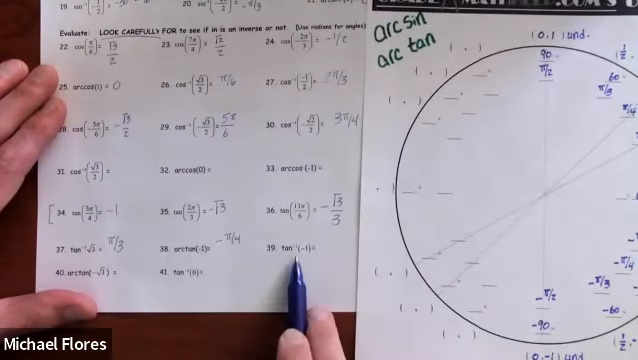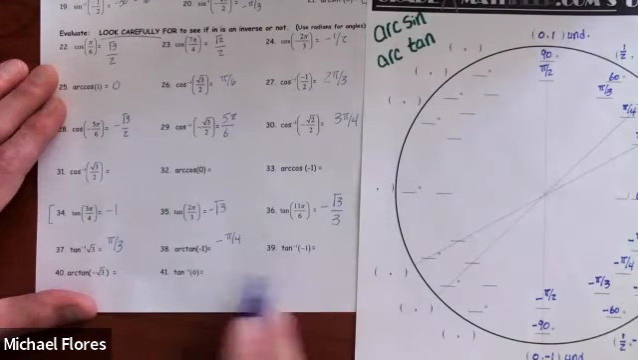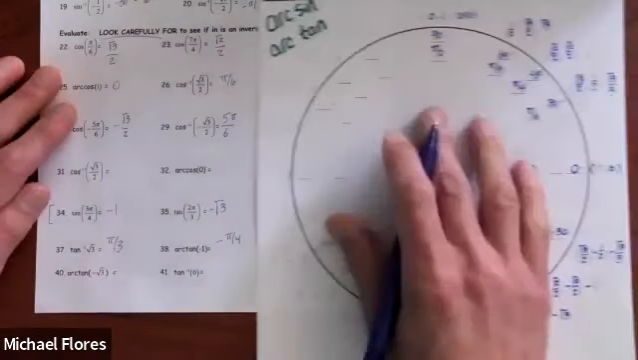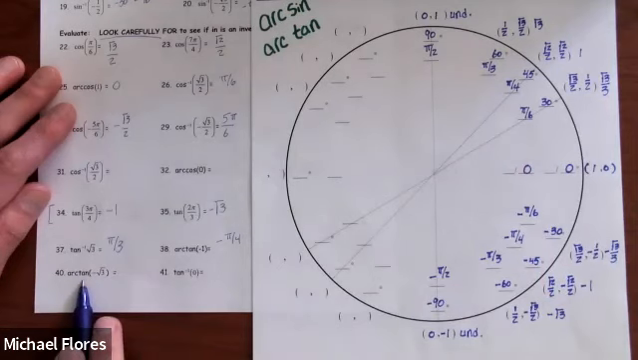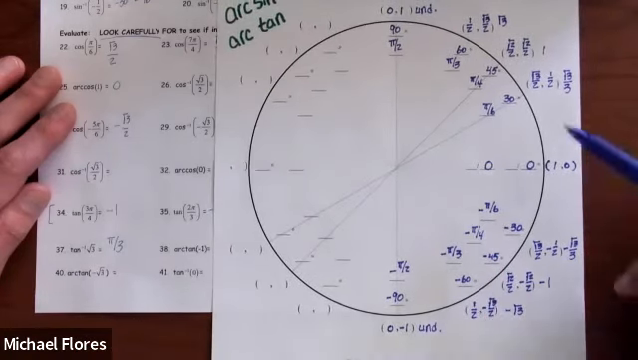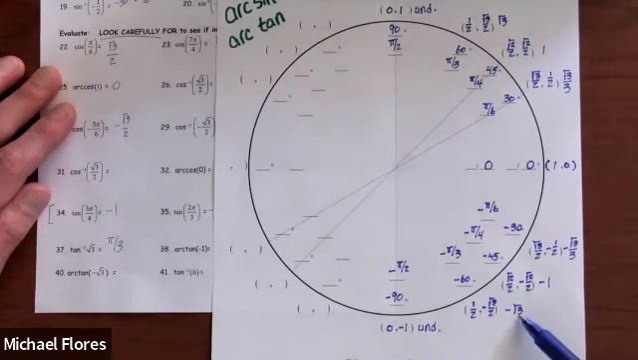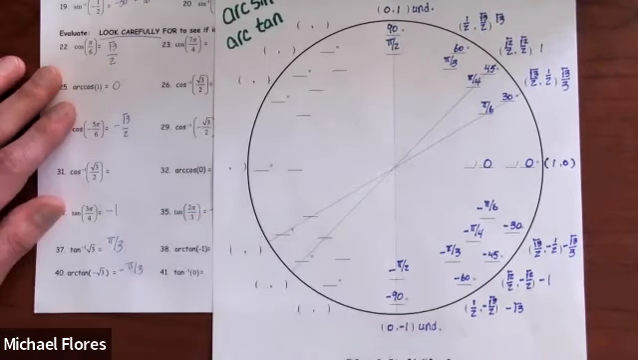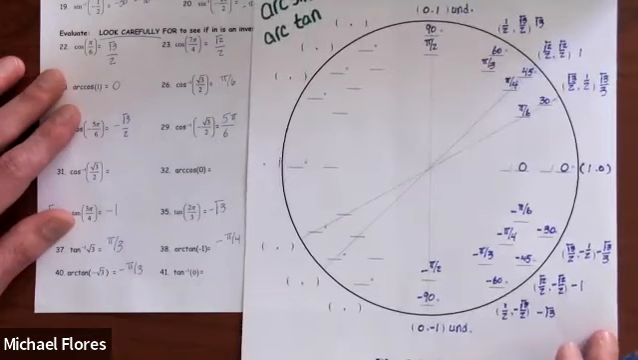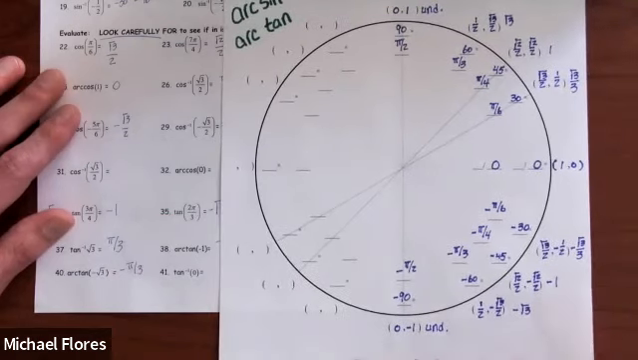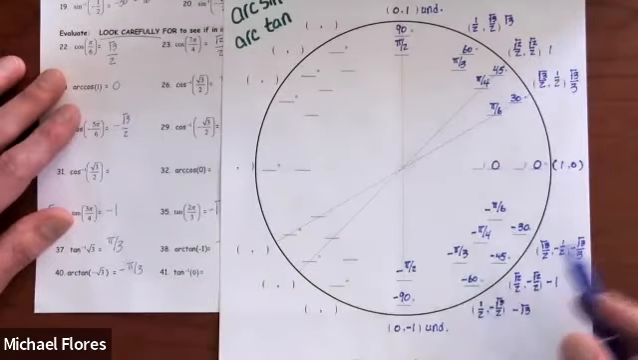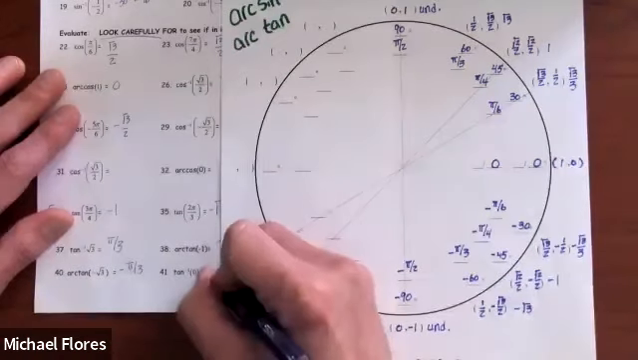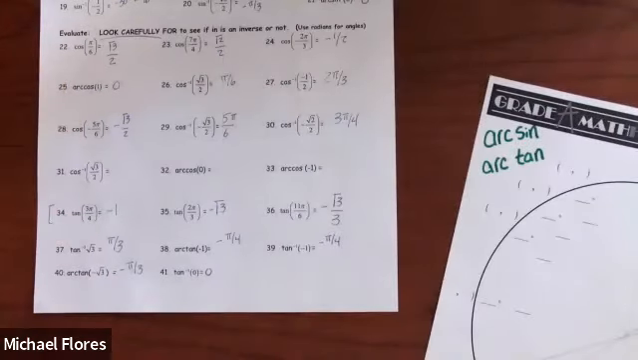Arc tangent of negative 1. We already did that one. Arc tangent of negative root 3. So which tangent has a value of negative root 3? Right there. That's at negative pi over 3 radians. And then arc tangent of 0. Which one of these angles has a tangent of 0? That's going to be here. That's at 0 radians. There you go.